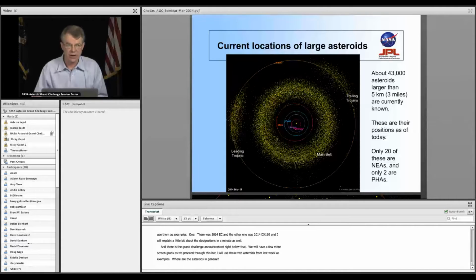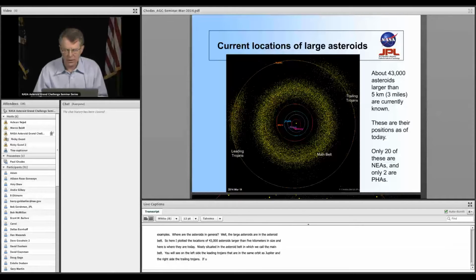Well, the large asteroids are in the asteroid belt. So here I've plotted the locations of 43,000 asteroids larger than 5 kilometers. That's all of the known ones, larger than 5 kilometers in size. And here's where they are today. Nicely situated in the asteroid belt, which we call the main belt. You'll see on the left side the leading Trojans that are in the same orbit as Jupiter, and on the right side the trailing Trojans. These more or less stay in formation about 60 degrees ahead of and behind Jupiter.